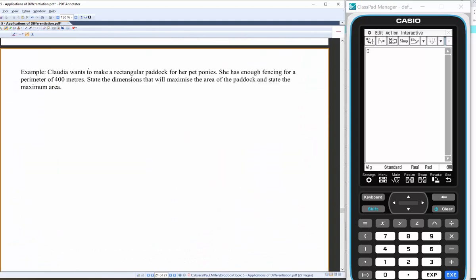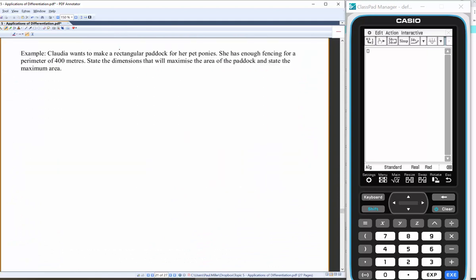All right, next question. Claudia wants to make a rectangular paddock for her pet ponies. She has enough fencing for a perimeter of 400 meters. All right, so we've got y, and the perimeter is 400.